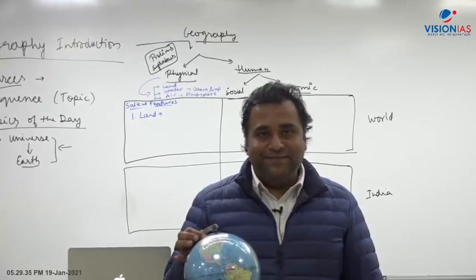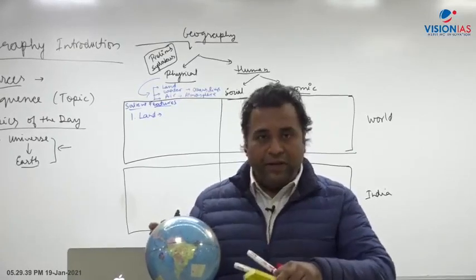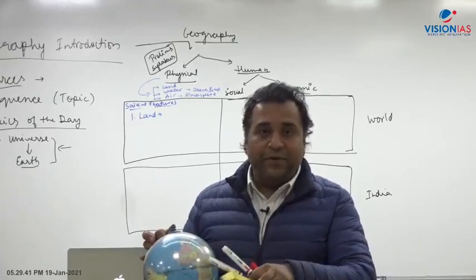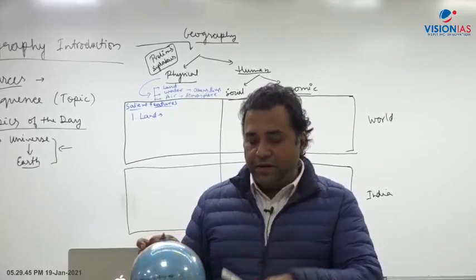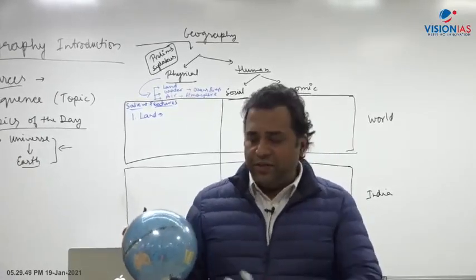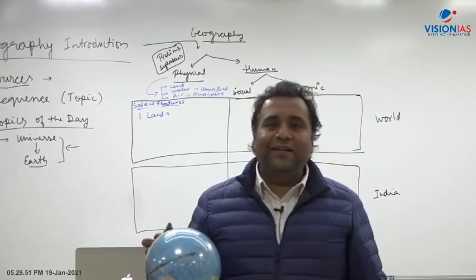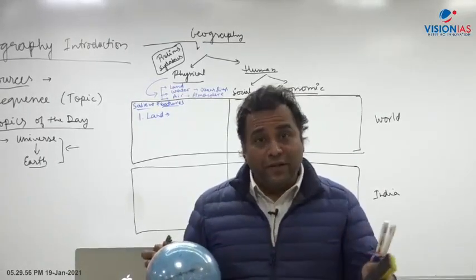I'll repeat. What you can see on this globe are the continents. For example, you can see Africa, Asia, Europe, North America, South America, Australia. Those are continents, and then you can see some small islands also. So all that is land, as you can see. So you can say continents and islands, that is one thing.